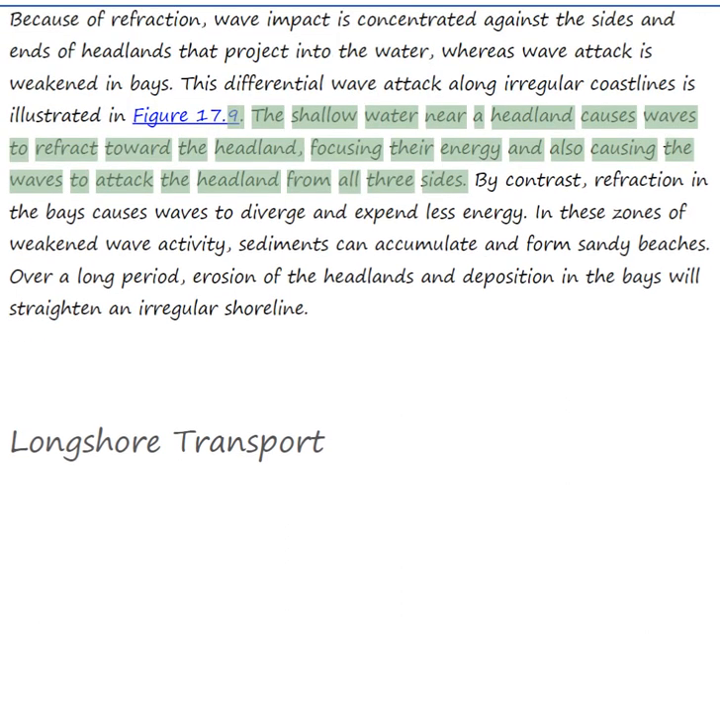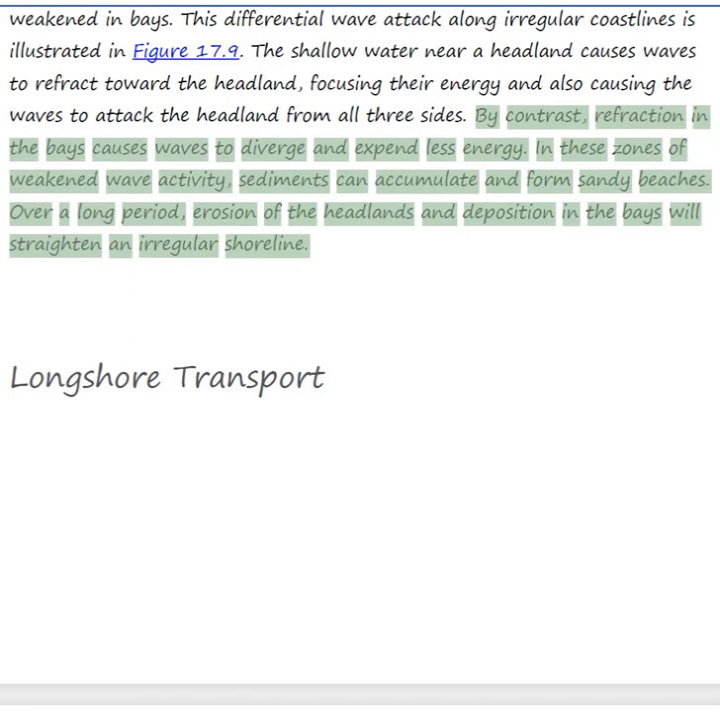The shallow water near a headland causes waves to refract toward the headland, focusing their energy and also causing the waves to attack the headland from all three sides. By contrast, refraction in the bays causes waves to diverge and expend less energy. In these zones of weakened wave activity, sediments can accumulate and form sandy beaches. Over a long period, erosion of the headlands and deposition in the bays will straighten an irregular shoreline.